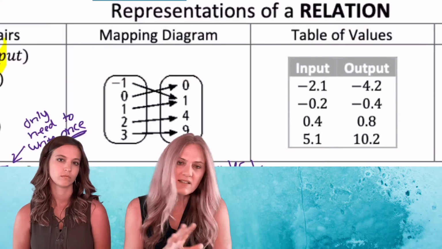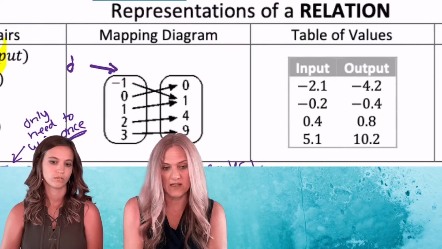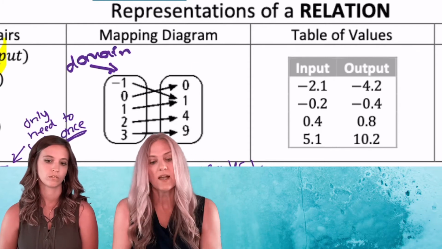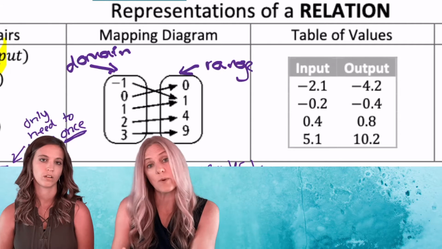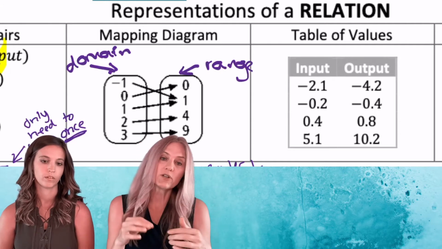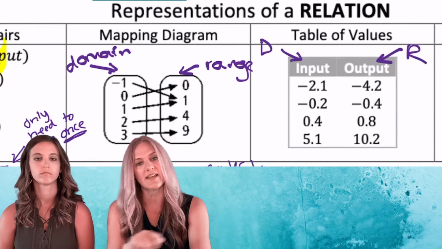The next one we look at is just that mapping diagram, and we didn't take time to write all this out, but just to emphasize, remember that the inputs are the domain, so that -1, 0, 1, 2, 3, and then the arrows are pointing to the output, so that column is going to be the range. Similarly, if you look at the table of values, the inputs, you would list as your domain, and the outputs are your range.